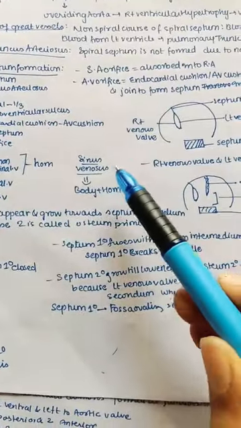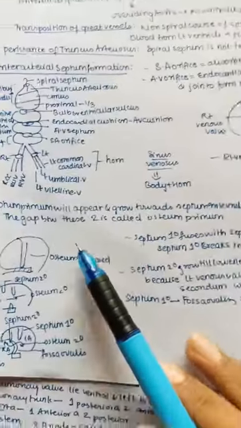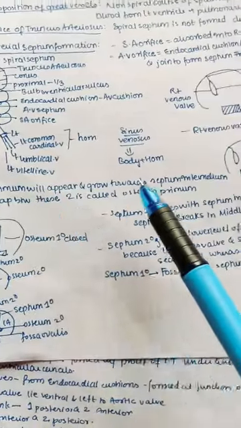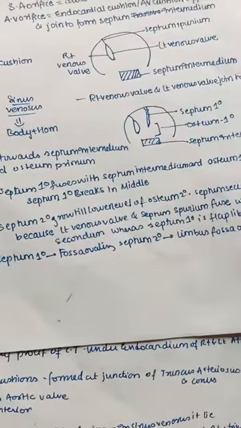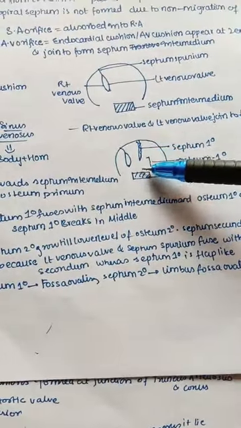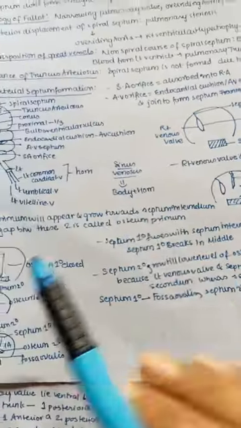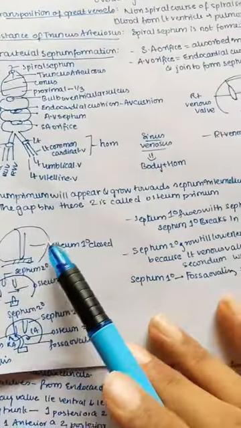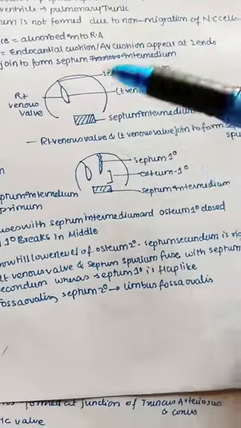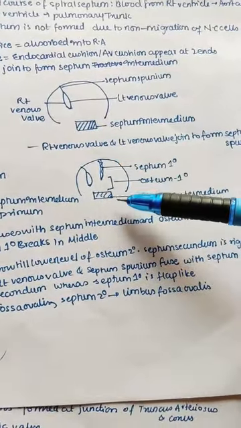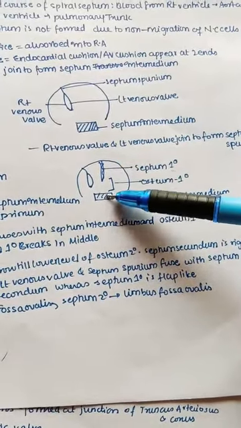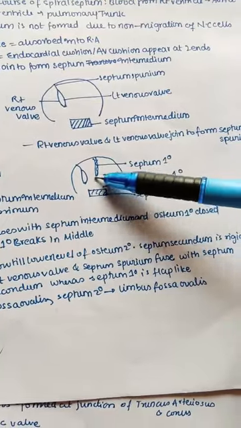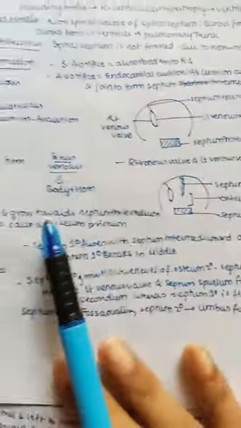And you can see sinus venosus, this we already know. And next the septum primum will appear and grow towards the septum intermedium. So you can see this is the septum primum, now it is going towards the septum intermedium, right? And the gap between these two is called the ostium primum. So the septum primum is growing towards the septum intermedium, and in between them you can see a gap. This is called as ostium primum.